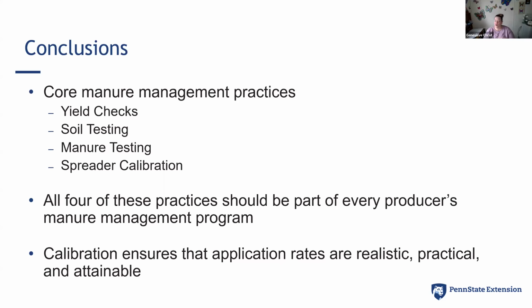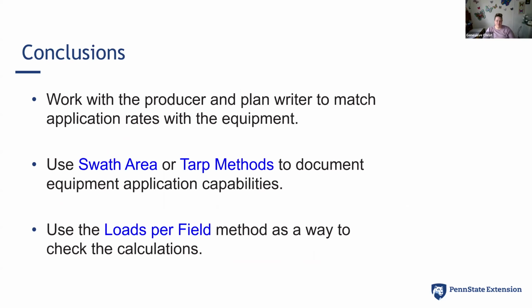We know that those things are not always happening, but the more accurate the data, the more efficient the manure nutrients can be used and applied, which can ultimately lead to a savings in economics. And so I think that's really important, where we can help save money or allocate our nutrients in a much more appropriate, realistic, practical way out on the field. And calibration helps to ensure that all of our application rates are actually rates that we can apply out on the field. Work with the producer and the plan writer to match those application rates with the equipment.